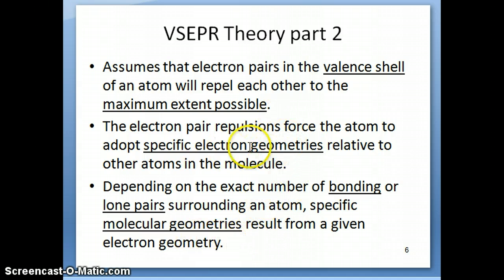Okay, so there are two terms you need to keep in mind here: electron geometry and molecular geometry. Electron geometry doesn't depend on whether it's bonding or lone pair. You just combine all of those together and count how many electron pairs you have. Molecular geometry depends on whether you have bonding or lone pairs. And I'll clarify this in a couple of tables later on.